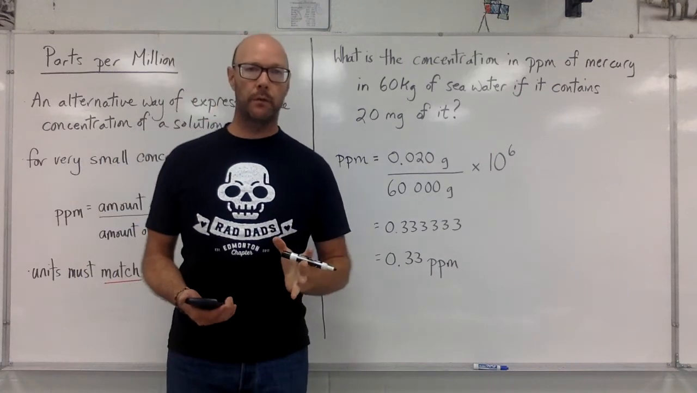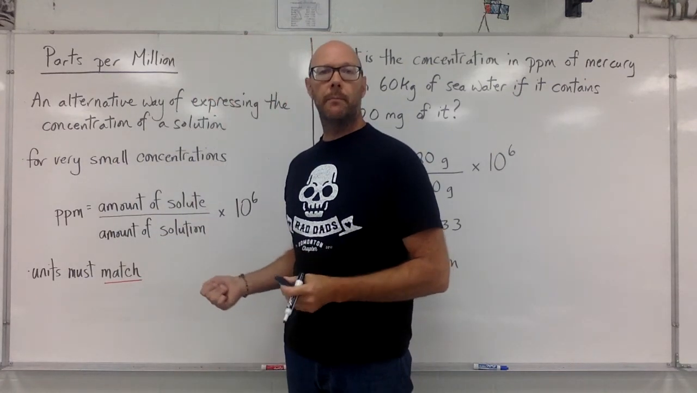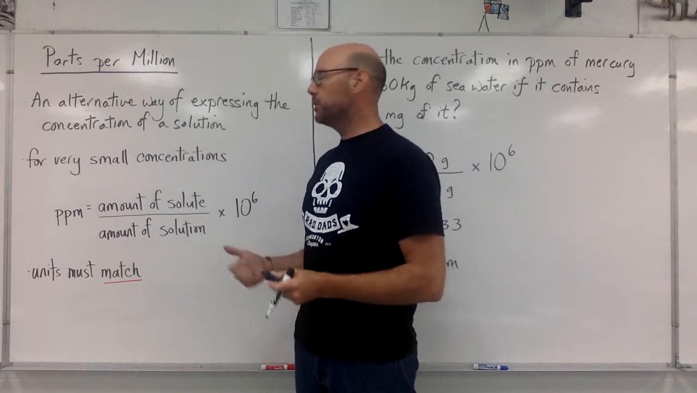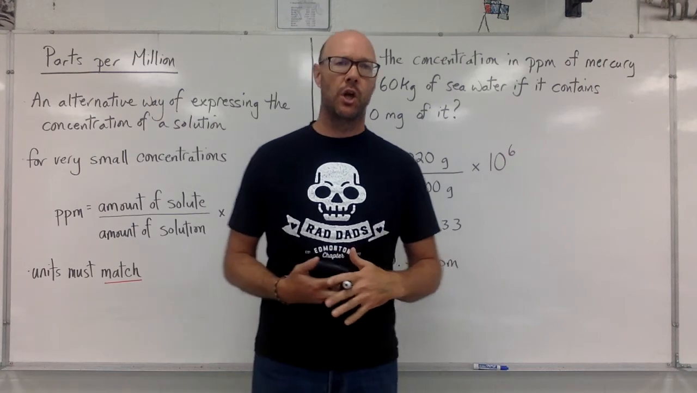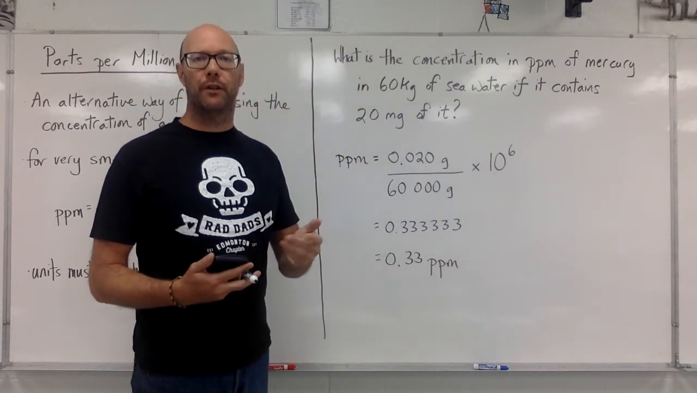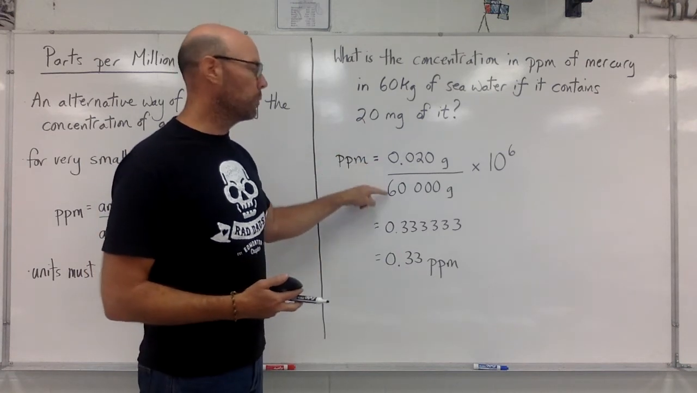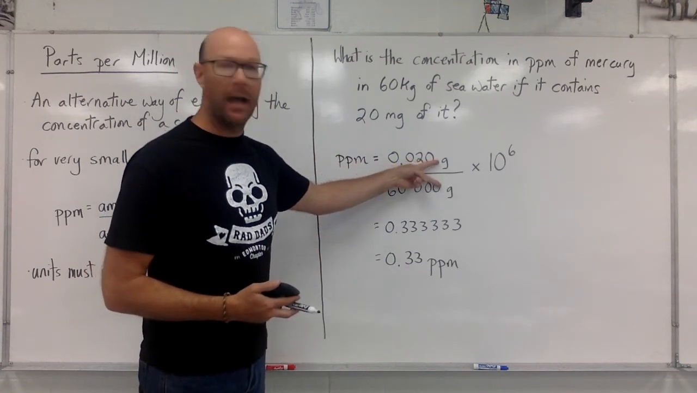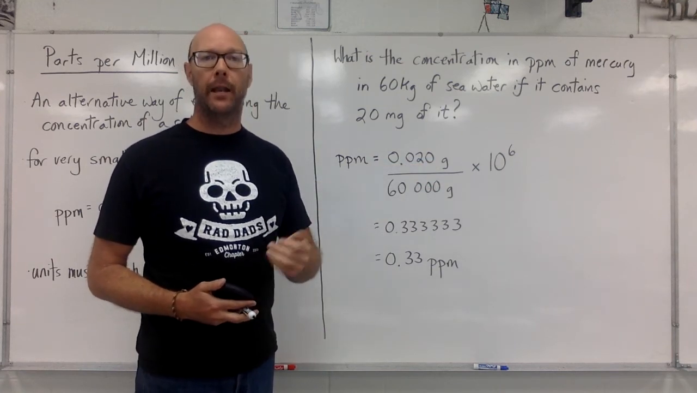This is a new formula for us, parts per million. It's the amount of solute divided by the amount of solution multiplied by 10 to the power of 6. Lots of questions will maybe give us some strange units that we're going to have to convert. It doesn't matter what we convert into, as long as whatever we're using in the end, the units match. Here I have them both as grams, and I hope that helps.